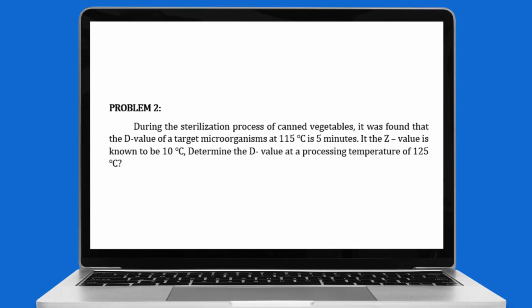So here is problem 2. During the sterilization process of a product, it was found that the D value of a target microorganism at 115 degrees Celsius is 5 minutes. If the Z value is known to be 10 degrees Celsius, determine the D value at a processing temperature of 125 degrees Celsius.